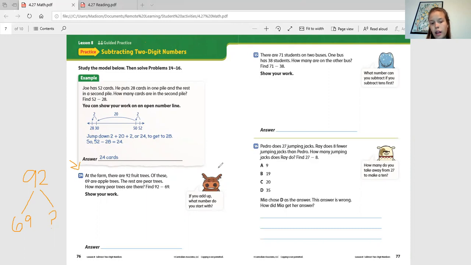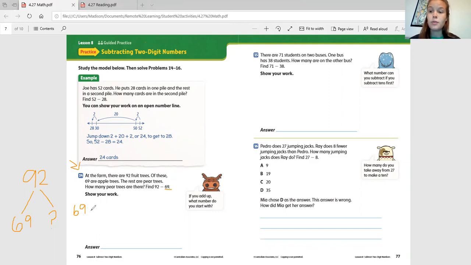So the little moose right here says, if you add up, what number do you start with? And I'll get you started there. If you want to use the strategy adding up, you're going to start with the number that you're subtracting. So 69 right here. All right, so that's all I'm going to tell you. Now pause it, solve it, and then unpause it.